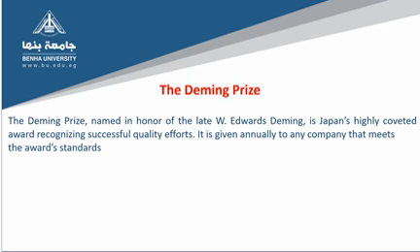The Deming Prize. The Deming Prize, named in honor of the late Edward Deming, is Japan's highly coveted award recognizing successful quality efforts. It's given annually to any company that meets the award's standards. Note that the major focus of the judging is on statistical quality control, making it much narrower in scope than the Baldrige Award, which focuses more on customer satisfaction.